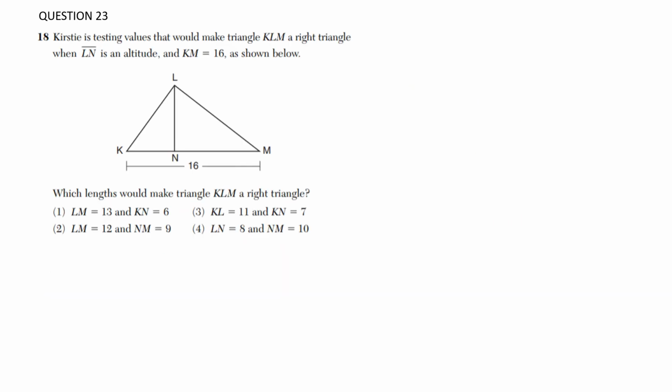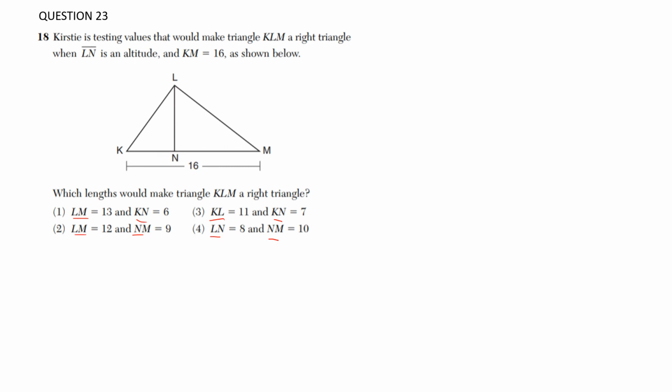All right, this next question is a bit involved. Kirsty is testing values that would make triangle KLM a right triangle when LN is an altitude and KM is 16. Which lengths would make triangle KLM a right triangle? So what happens is we got all these answer choices. They're not all the same. This one's giving us LM and KN. This gives us LM and NM. This gives us KL and KN, and this gives us LN and NM. They're kind of all over the place.